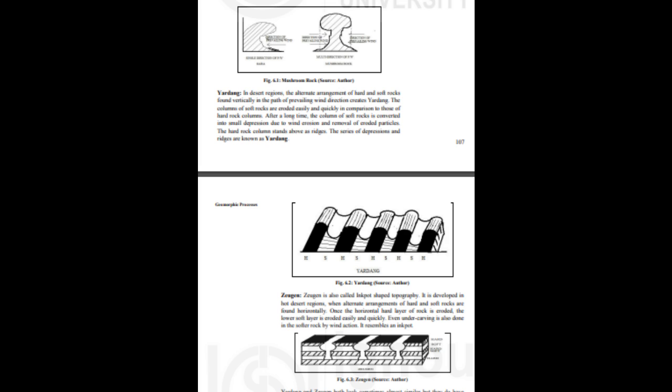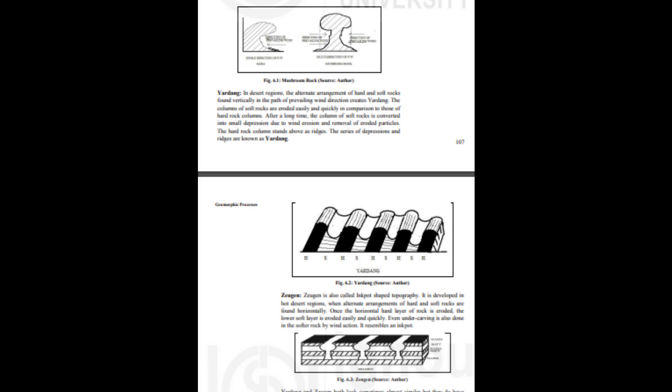Yardang. In desert regions, the alternate arrangement of hard and soft rocks found vertically in the path of prevailing wind direction creates yardang. The columns of soft rocks are eroded easily and quickly in comparison to those of hard rock columns. After a long time, the column of soft rocks is converted into small depression due to wind erosion and removal of eroded particles. The hard rock column stands above as ridges. The series of depressions and ridges are known as yardang. Fig. 6.2. Yardang. Source, author.